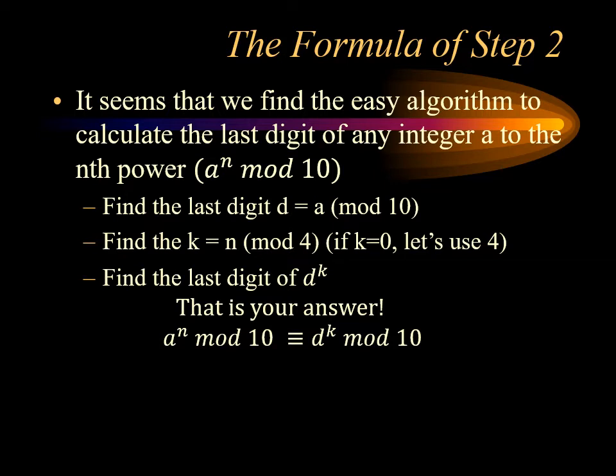So in this case, we can say for any integer a to the nth power, you use a reduced base and a reduced power. The reduced base is from 0 to 9. The reduced power is from 1 to 4: 1, 2, 3, 4. And then you can basically use that to get your answers.